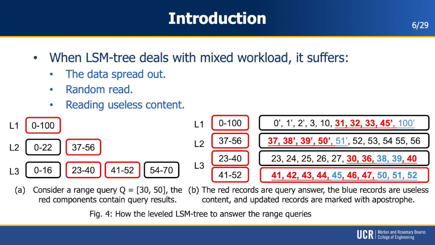In our example, we assume one disk I/O reads 5 records. Therefore, we might read records which are not in the query range, like 100 in level 1. There are 3 main problems here. First, the data is spread out in many levels, which introduces lots of random reads during the sort process. Also, there is lots of useless content, like old versions of the records and records not in the query range. All these problems hurt the read performance of the LSM tree.